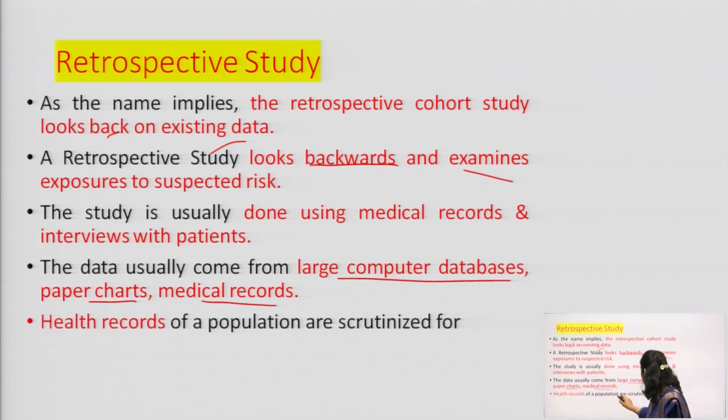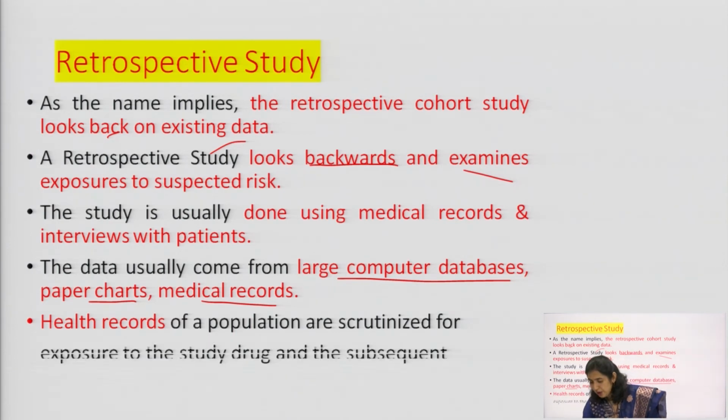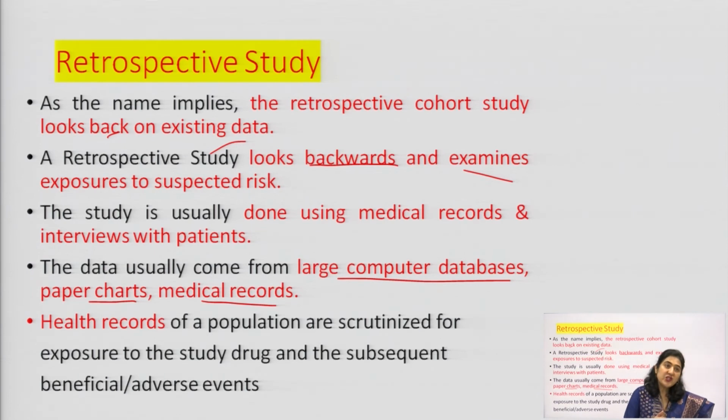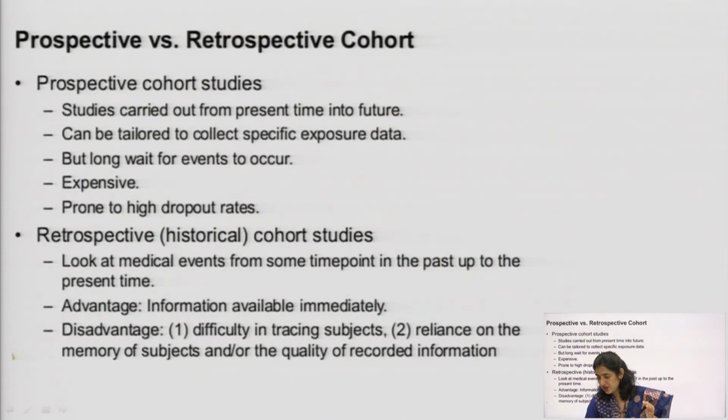Then health records of a population can be scrutinized for exposure to the study drug and the subsequent beneficial or adverse events. So in retrospective we are going backward. That means the population we are studying already has the disease, just like in case control. So let's see prospective and retrospective comparison.